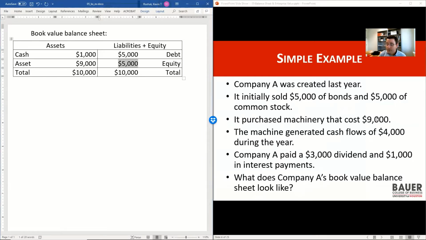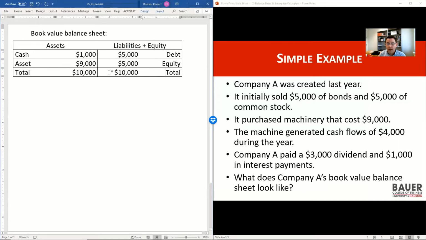We bought this machine for $9,000. So all the accountant is doing is, you buy the machine, you get this receipt for $9,000, and then you enter it into your books at $9,000, right? It's just exactly what you paid for it. So that's what we're putting for the asset on our balance sheet.